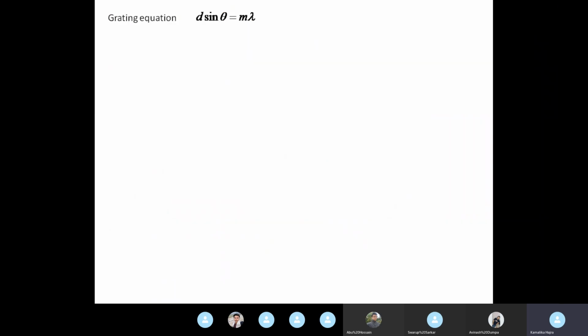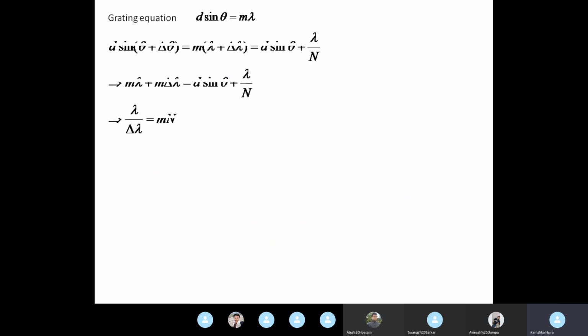Now the grating equation is d sin θ = mλ. If you take the same equation for the line at θ + δθ, which is the line for λ + δλ, we write this as d sin(θ + δθ) = m(λ + δλ). But for Rayleigh's criterion to be satisfied, this maximum of the line for λ + δλ should be the first minimum of the line for λ.